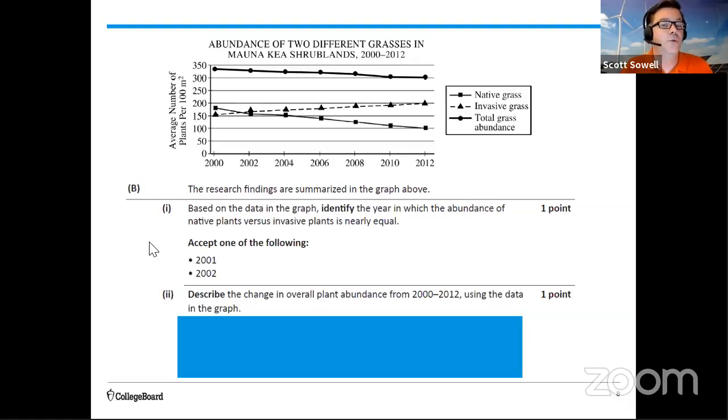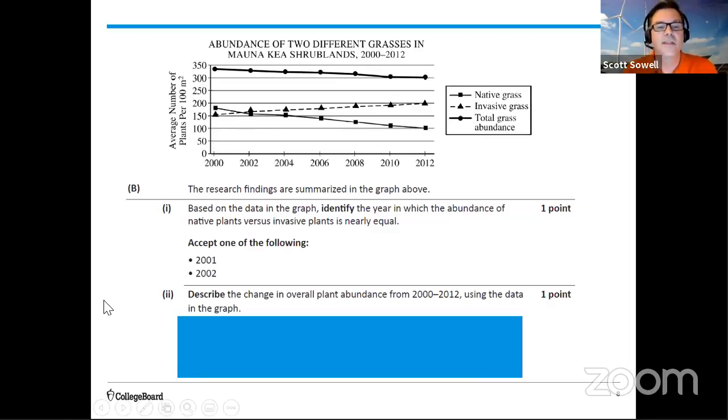What would not get you points typically, and I can't say this is a rule everywhere, but typically you would not want to say the year in which the abundance of native plants is nearly equal to the invasive is somewhere around 2002, or somewhere between 2000 and 2004. That's not identifying a value. It says identify the year, not a range of years.